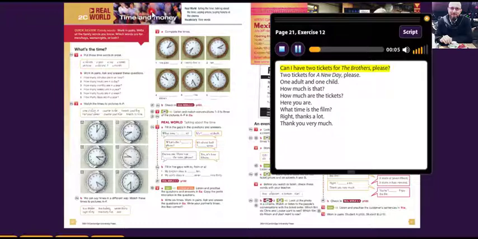Can I have two tickets for The Brothers, please? Two tickets for A New Day, please. One adult and one child. How much is that? How much are the tickets? Here you are. What time is the film? Right, thanks a lot. Thank you very much.